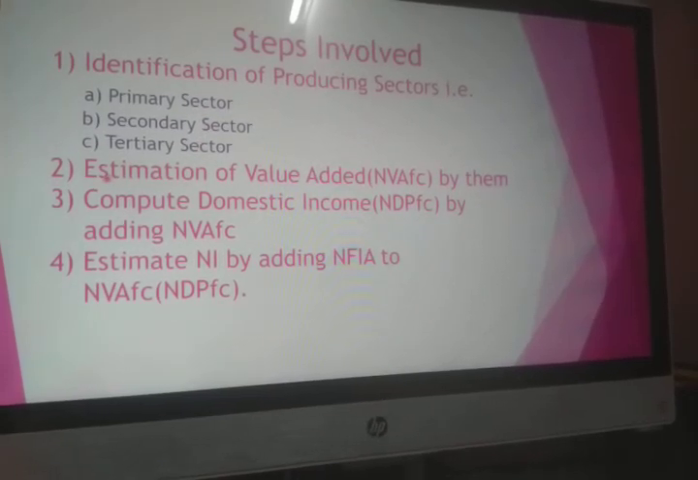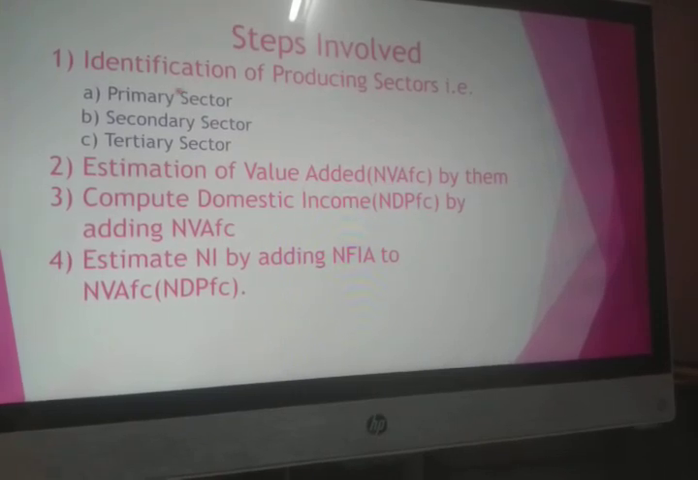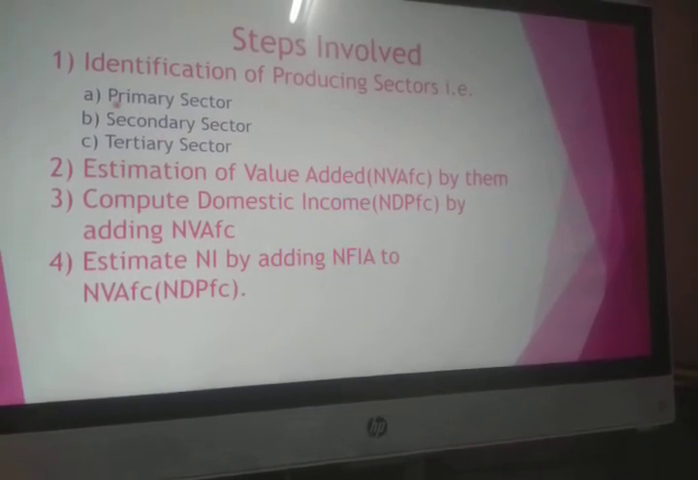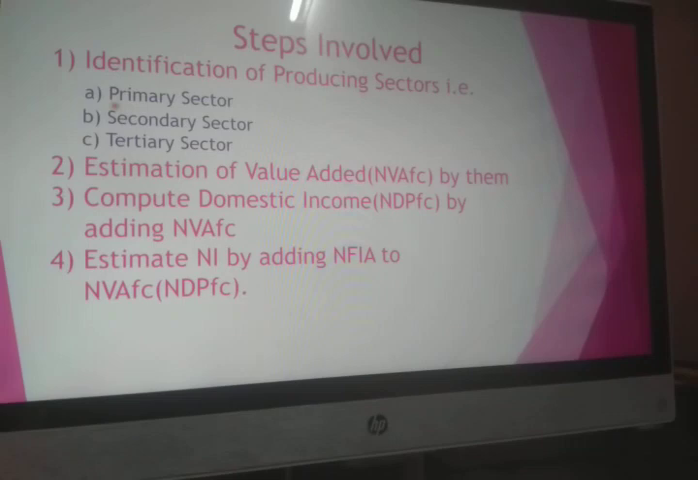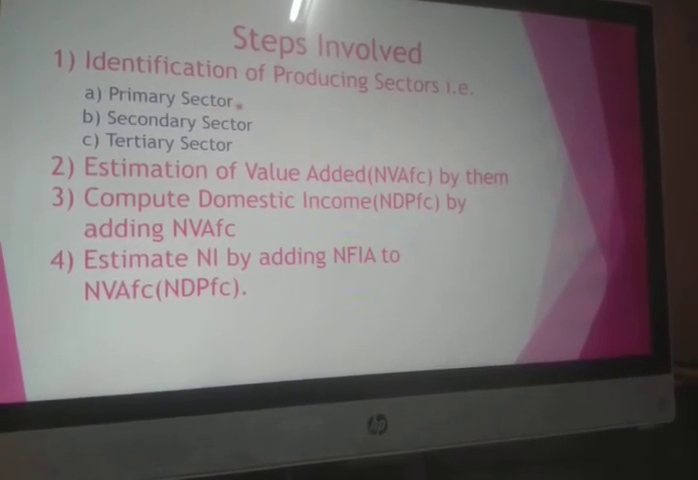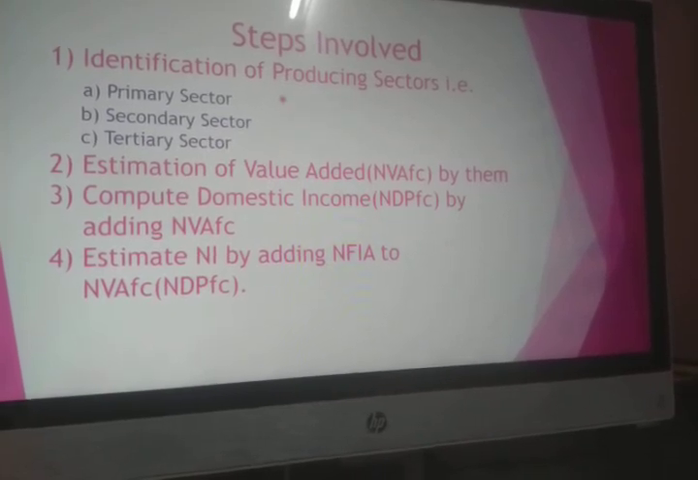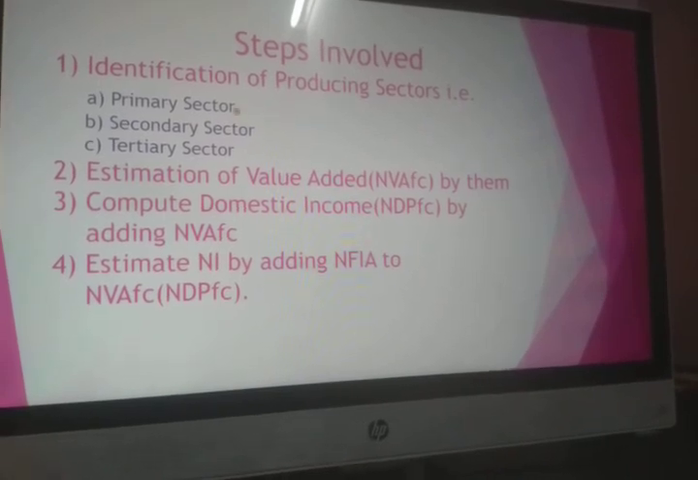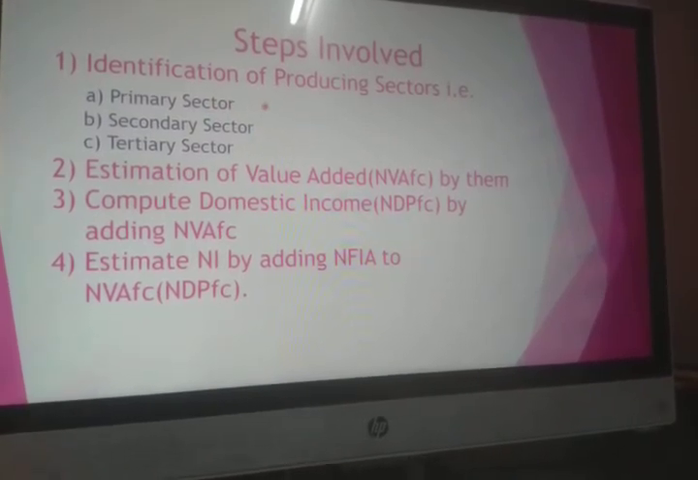The next step is estimation of value addition made by the various sectors. That means how much value has been added by these sectors. So first, how are we going to find out? Let's take the primary sector. In the primary sector, how much amount of commodity is manufactured or procured or gathered. So that we will see, that means the total value addition they have done.